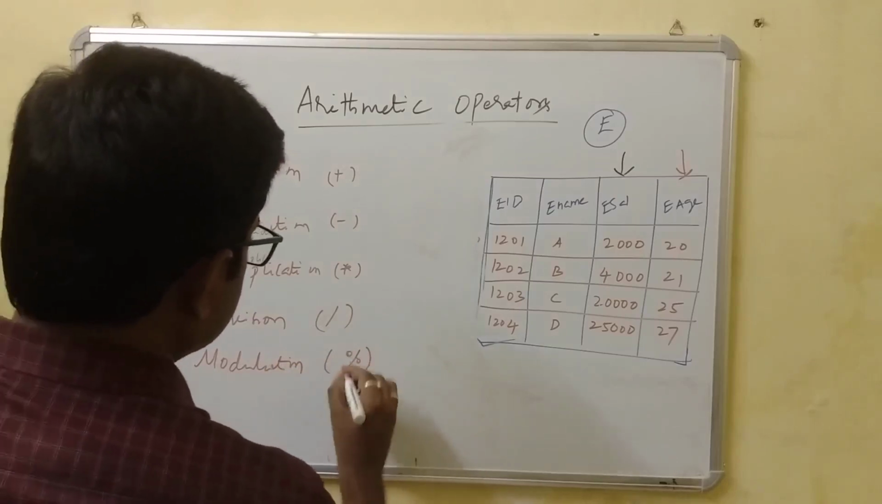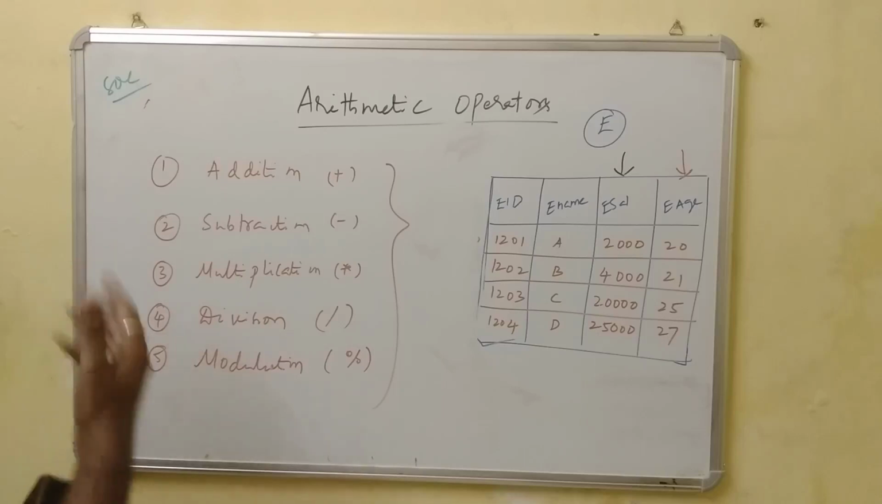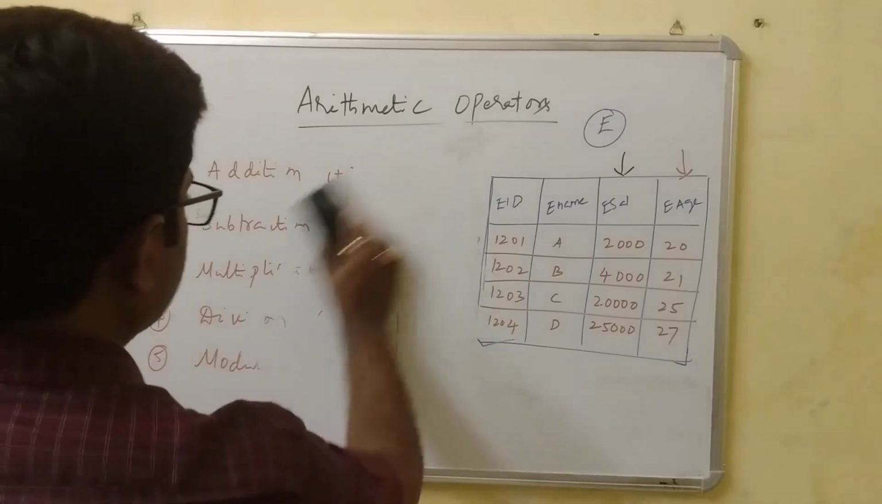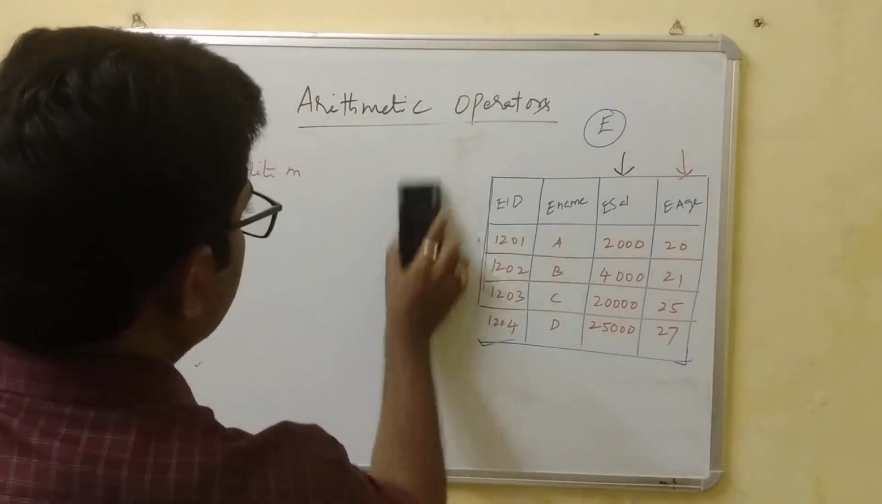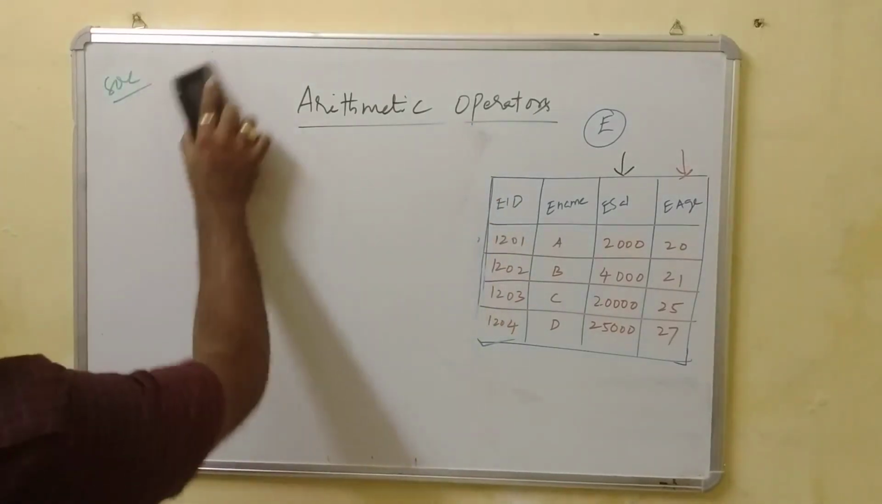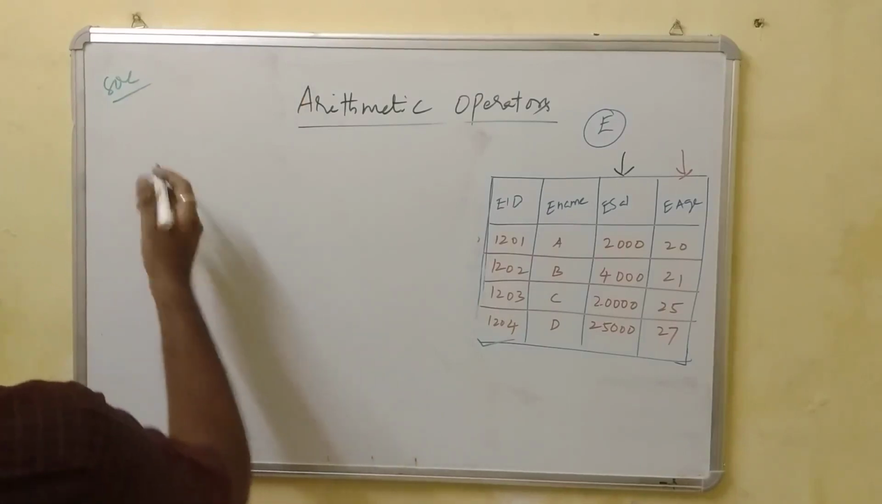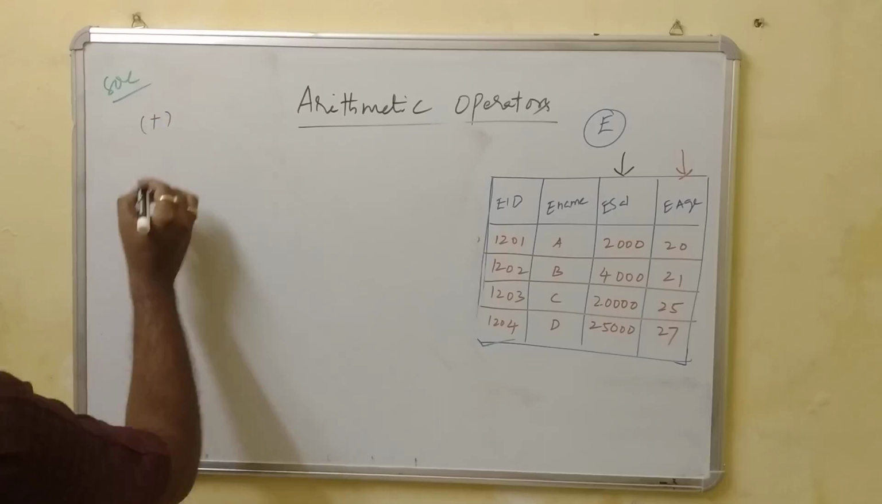So these are the set of operators we have, and when you are writing the queries, we may use the operators to get the data by performing mathematical operations. Okay, we'll see one by one now. So first of all we'll see the addition operation.